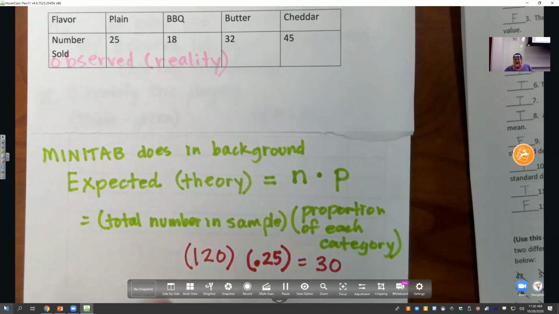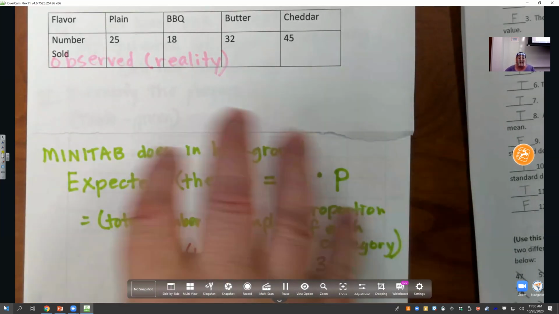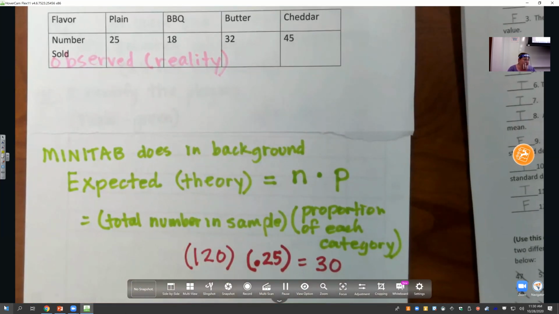Okay, now, Minitab is going to calculate this expected value behind the scenes for you. Okay, it's going to give it to you. But should you be in a situation where you don't have Minitab or you're using a different technology, you may need to calculate your expected. And that's how you do it.